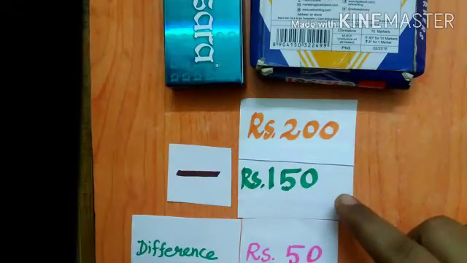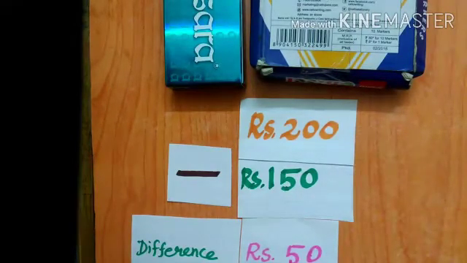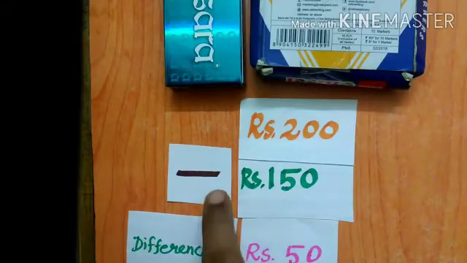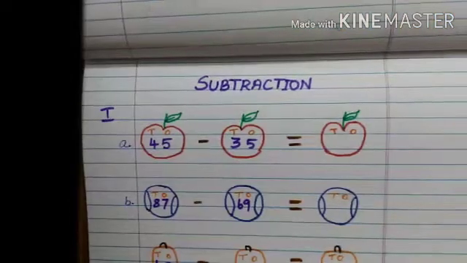The bill amount is 150. You pay the amount 200. Then you get the balance of 50 rupees. So this is called the difference. Here we use the symbol minus. This method is called subtraction. You understand the concept, children? Shall I move on now to your book exercise?